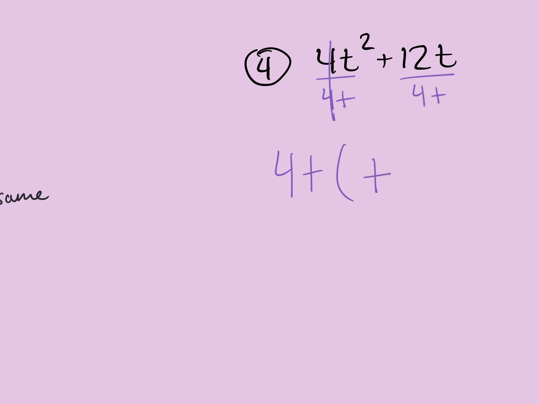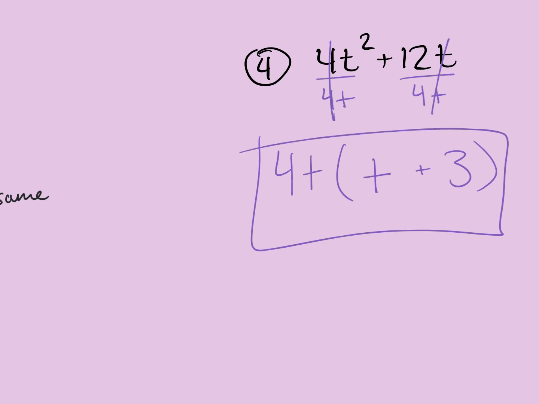And then what's 12 divided by 4? 3. And if I have 1 t and take 1 away, they cancel too. So my answer is 4t times t plus 3. Any questions?